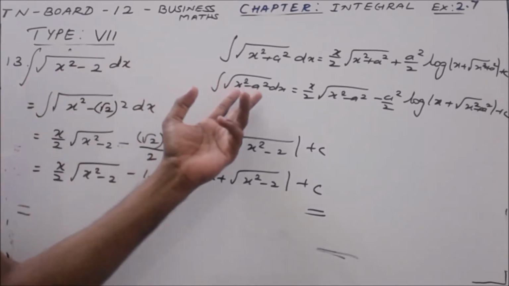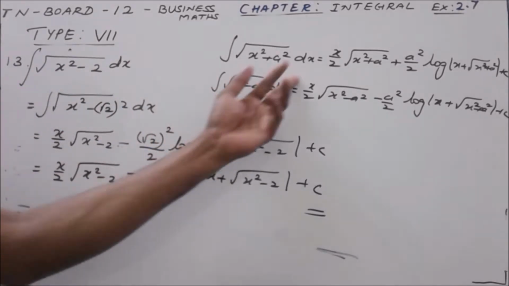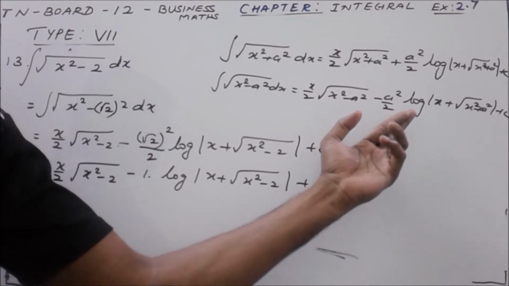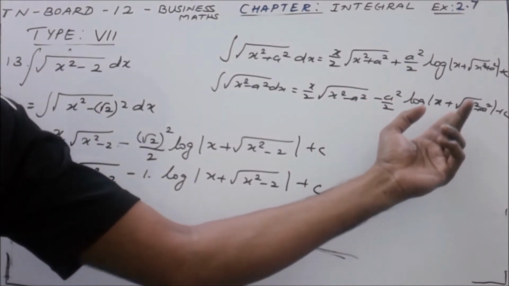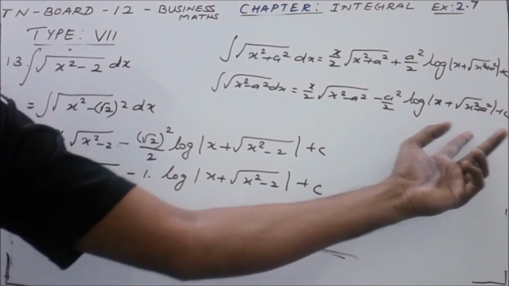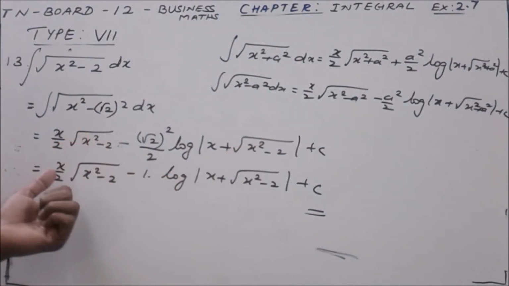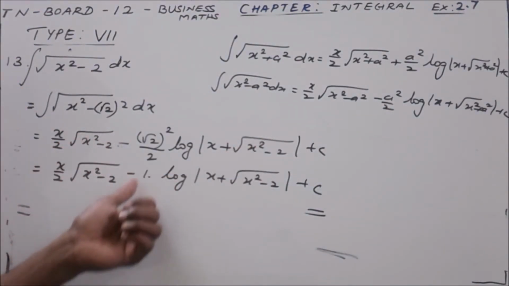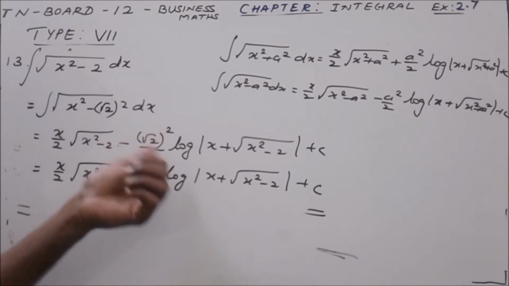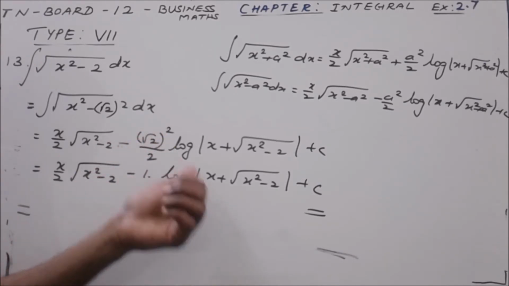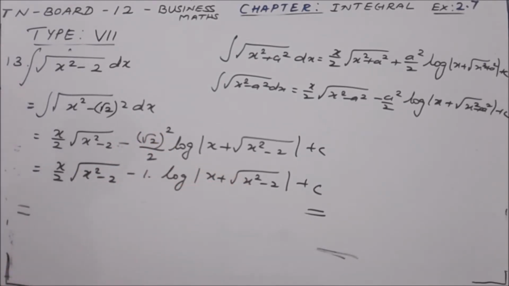So we can go with the formula for the root of a difference of two squares: x by 2 root of x square minus a square, minus a square by 2 into log of x plus root of x square minus a square, plus c. The same way we proceed, we will get x by 2 into root of x square minus 2, minus a square by 2, which means 2 by 2 is 1, so log of modulus of x plus root of x square minus 2, plus c. That's all.